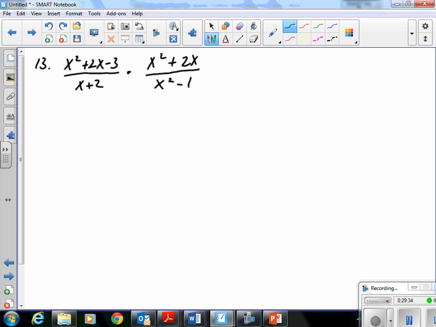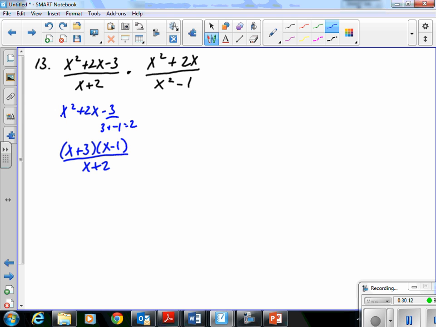The denominator of that first one is about as simple as it can get, but we can factor x squared plus 2x minus 3. Look at that last term, negative 3, and the factors of negative 3 that'll add up to positive 2. One's got to be positive and one's got to be negative. So we're looking at 3 and negative 1. Add those together, that'll give us 2. So that gives us x plus 3, x minus 1 over x plus 2.